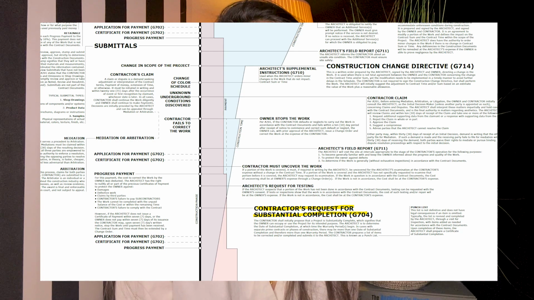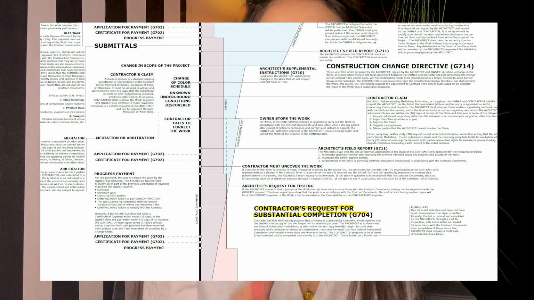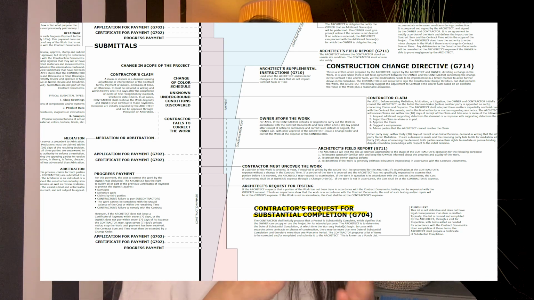So like I said, request for information, architect field report, change order, submittals, application for payment. So, you know, it just keeps on going. Every month is the same until they finish construction. Now, something happens before they finish construction, and that is the contractor's request for substantial completion. So the contractor is like, I think we are getting to a point where we're almost done with the project.